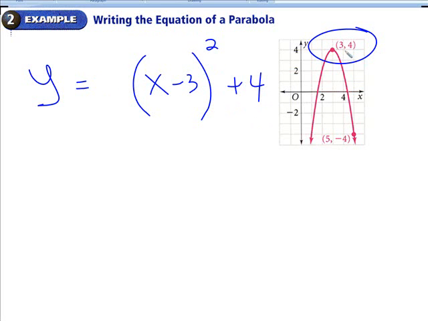And then the a value, well, if you go over 1, when are you on the parabola again? Well, it looks like you go down 2, right? Go over 1, down 2. So that means that the a value is negative 2. You notice here, if you go over 1, down 2 again, are we on the parabola? No, because the parabola is not linear. Okay? So here's our equation in vertex form. Real simple.